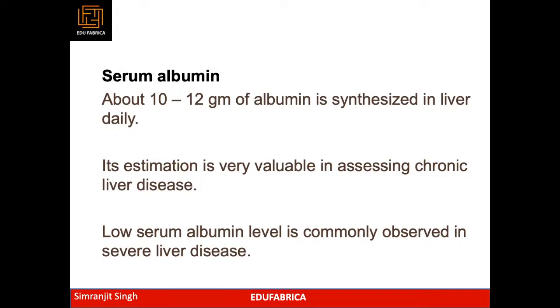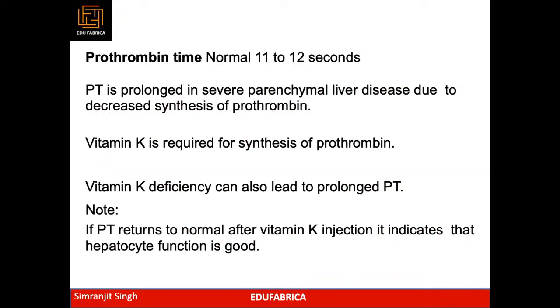About 10 to 12 grams of albumin is synthesized in the liver daily. Its estimation is very valuable in assessing chronic liver disease, and low serum albumin level is commonly observed in severe liver diseases. Prothrombin time, normal 11 to 12 seconds, is prolonged in severe parenchymal liver disease due to decreased synthesis of prothrombin. Vitamin K is required for the synthesis of prothrombin. Vitamin K deficiency can also lead to a prolonged PT.